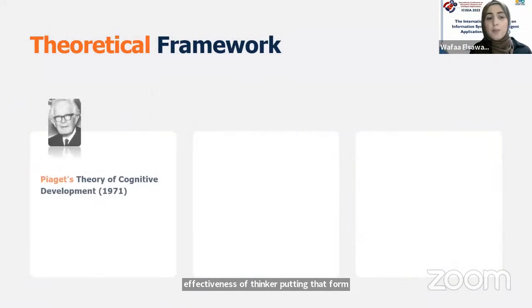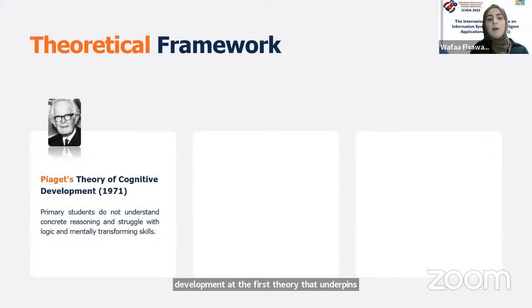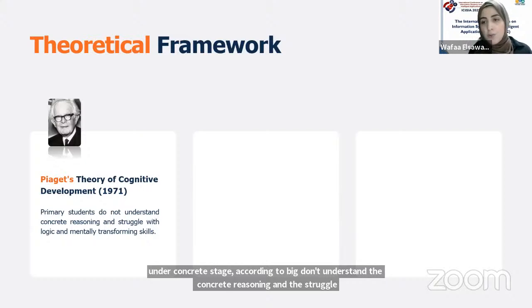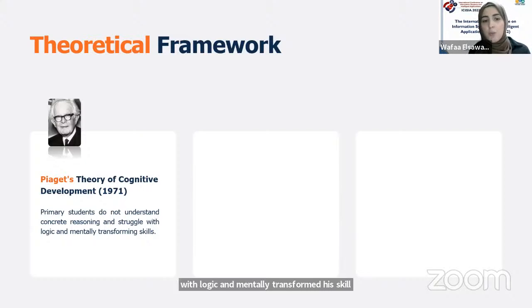So, the theoretical framework. Piaget's theory of cognitive development is the first theory that underpins this study. Primary students, according to Piaget, fall under the concrete stage, don't understand abstract reasoning, and struggle with logic and mentally transforming skills. Therefore, when we teach coding to students, we should consider their age level of understanding and choose appropriate ways of teaching that fit their progression of cognitive development.